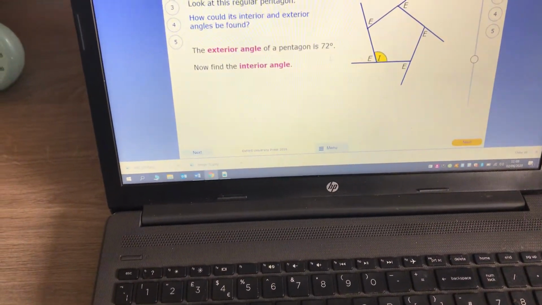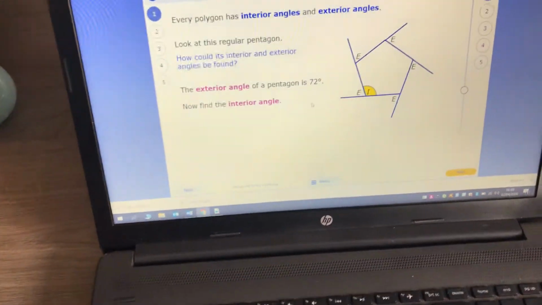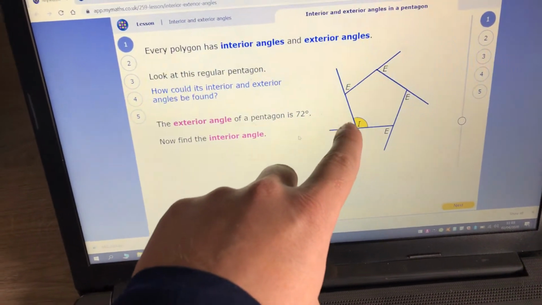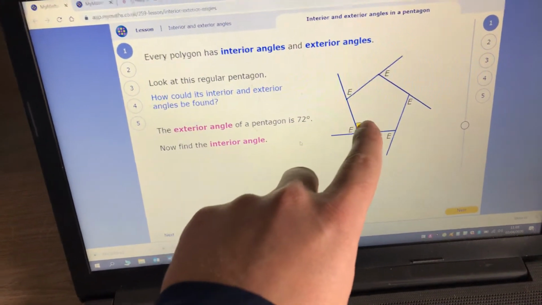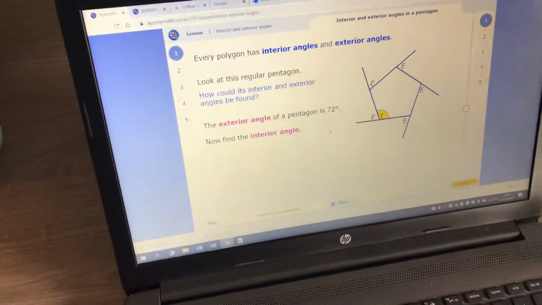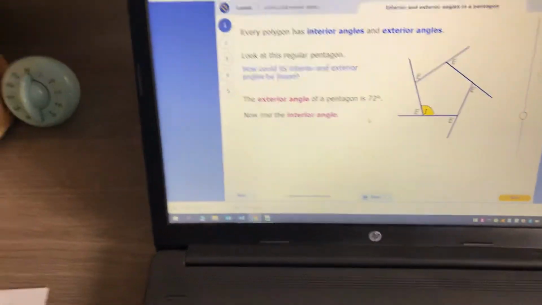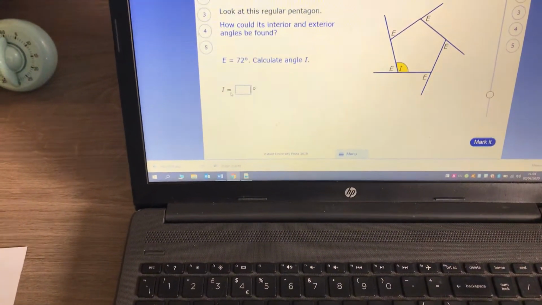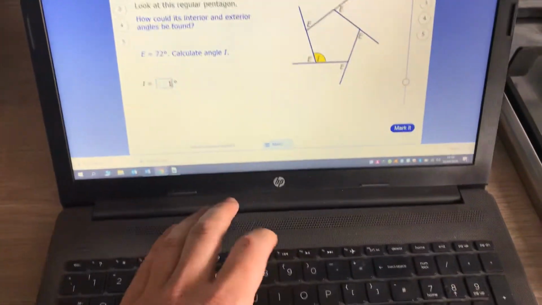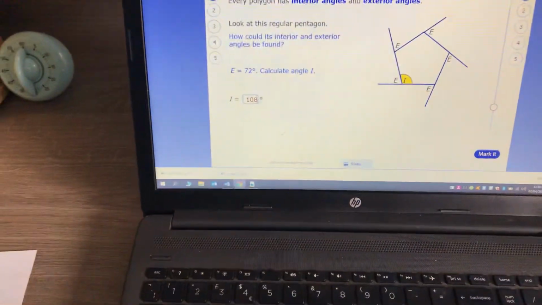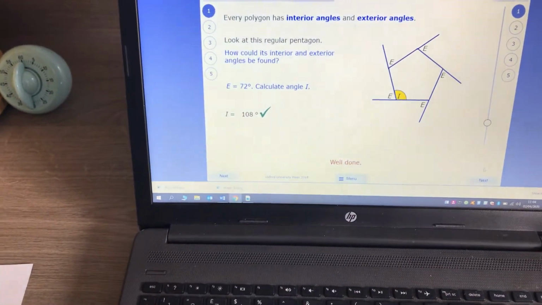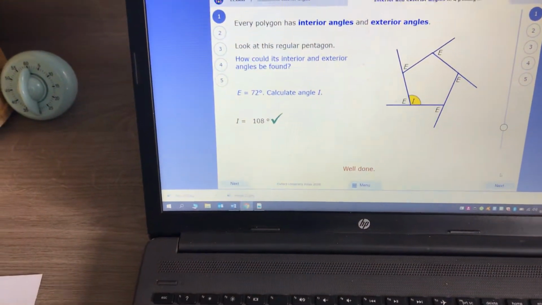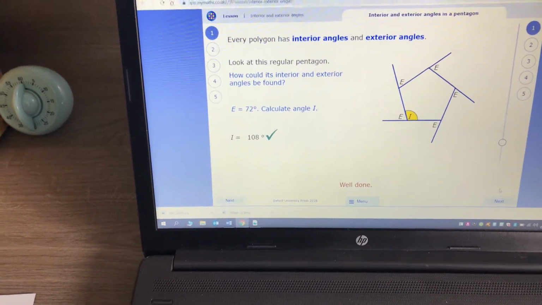Now, once we've found the exterior, it becomes quite easy, because you can see it's a straight line. You can then subtract the 72 away from the 180 degree straight line to find the interior. So it's 180 subtract 72, which is 108. You might need to work that one out. Does that make sense? So once you've found the exterior, you can subtract that from 180 as it's on a straight line, to make 108.